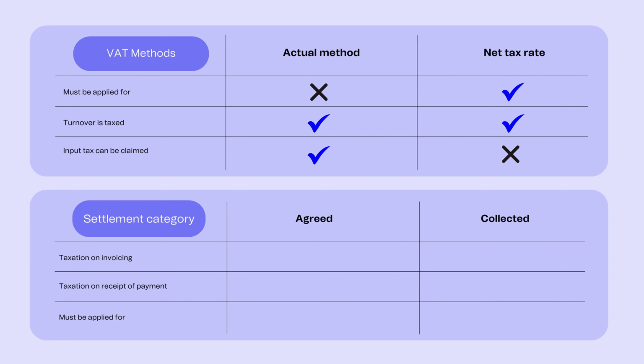A distinction is also made between the agreed and the collected billing. In short, with the agreed method, you pay the VAT immediately when the invoice is issued, whereas with the collected method, you only pay it when the payment is, as the name says, collected. Just like the net tax rate, the collected billing method must also be applied for with the relevant authority. The standard is therefore the actual VAT with an agreed billing method.